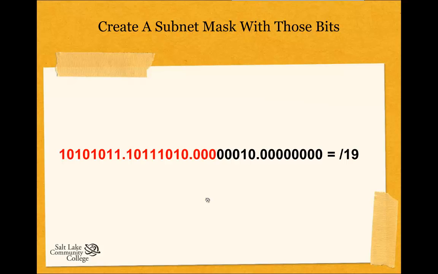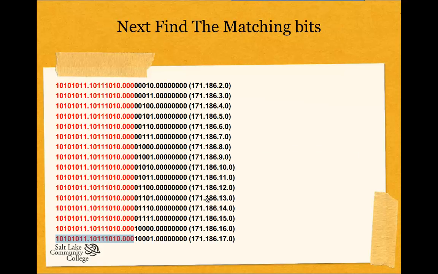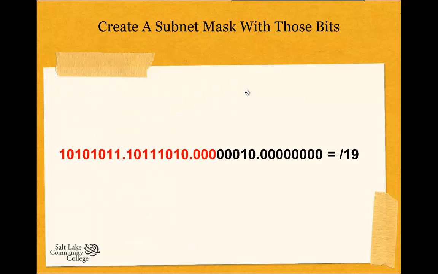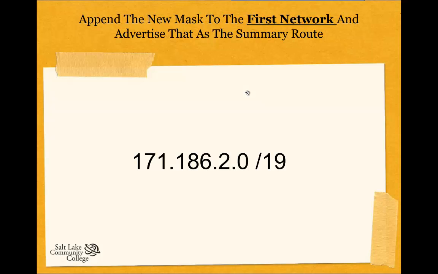Once again, what's the rule? It's always the first network number. So in this case, 171.168.2.0 is the first network. We'll summarize our mask and advertise out that number to the network.